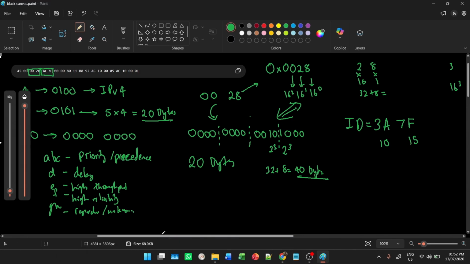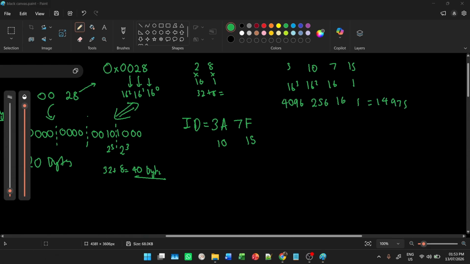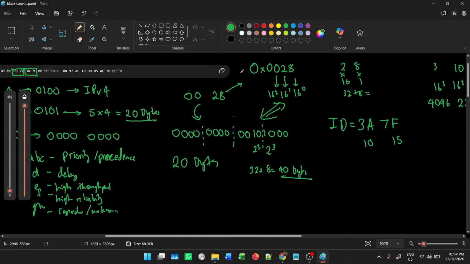Right, so 3A7F is going to lead us to 14,975. That is the identification number for each of these packets.